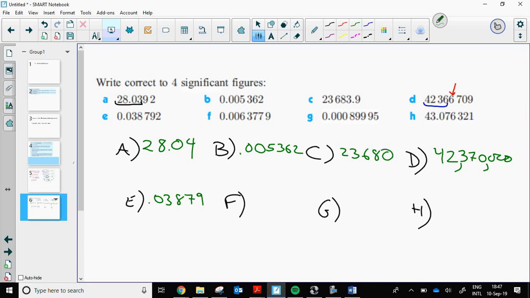Letter E is going to be 0.03879. I would not throw a 0 to finish that number up. Why not? Well, these are the first 4 significant figures. After the 9 is a 2. The 2 says don't round the 9 up. But if I were to put a 0 there, then I would have a trailing 0 after a decimal point, and that would be significant. So we don't want to include that one. That would have given us 5 significant figures instead of 4. And that 5th significant figure would have been wrong because we already knew the 5th significant figure would have been 2.